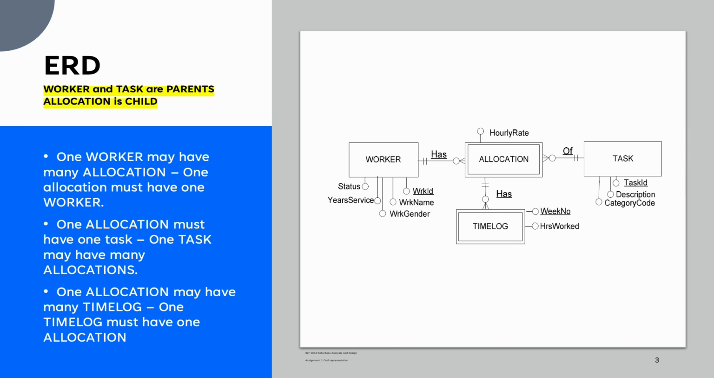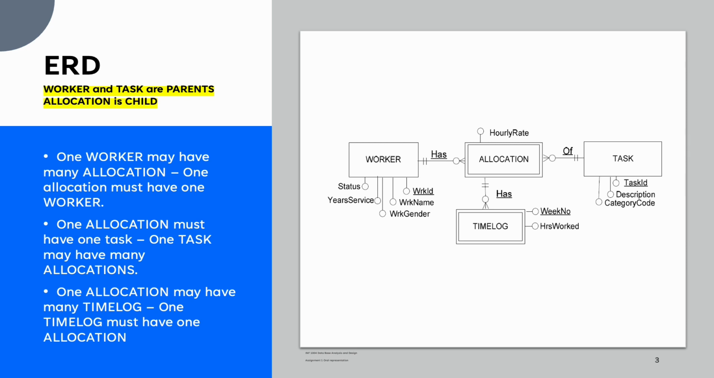So we start from the left at the worker table. You can see it has a one-to-many relation to the allocation: one worker has many allocations. Moving from left to right, allocation is a weak entity, and from right to left, one allocation must have one worker. So from worker to allocation there is a one-to-many relationship, and from allocation to worker it is many-to-one.